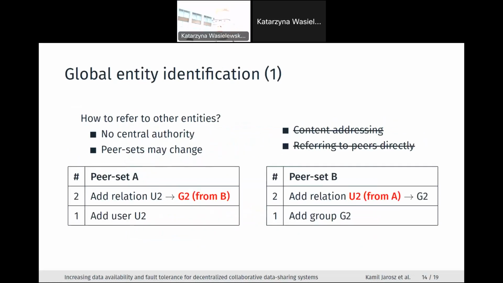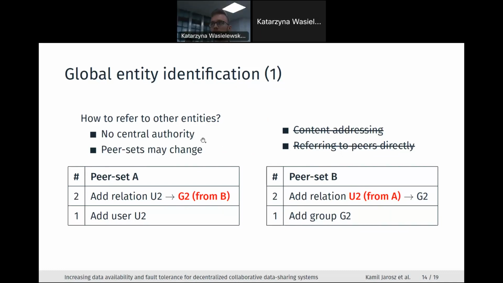The second problem that I mentioned was how to identify entities globally. So the problem is we have to somehow identify the group G2 inside peer set A and the user from peer set B, right? So we cannot use content addressing because content changes. We can't refer to peers directly. We can't refer to peer sets, right? Because a peer set is an abstract entity. It doesn't have an IP address, for instance. But we also cannot refer to peers directly because peer sets might change, right? It might be different peers in a month from now. So that's not acceptable. And also we have no central authority.